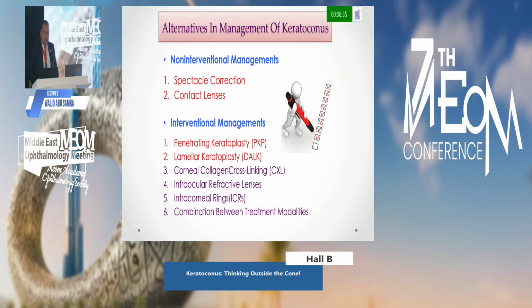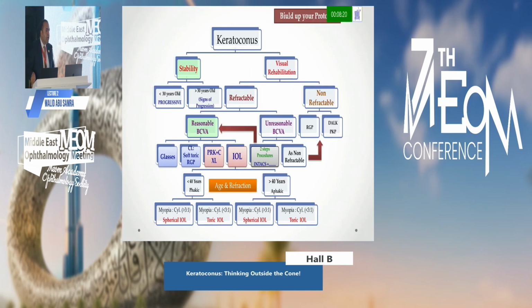Although there are many alternatives for management of keratoconus, from non-interventional management like spectacle correction and contact lenses, we have many interventional options, from PKP to DALK to cross-linking to the intraocular lens and combinations of all. It is very important for us to build up our protocol in keratoconus, so the stability and the visual rehabilitation are very important together. Of course, the stability by cross-linking is not debatable, but the visual rehabilitation is very important.